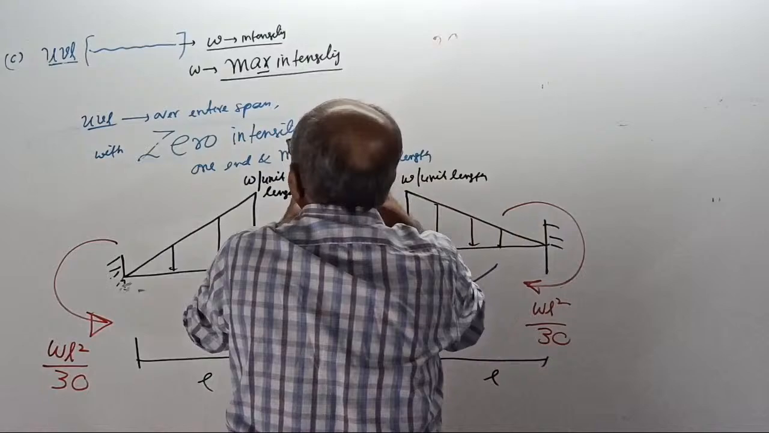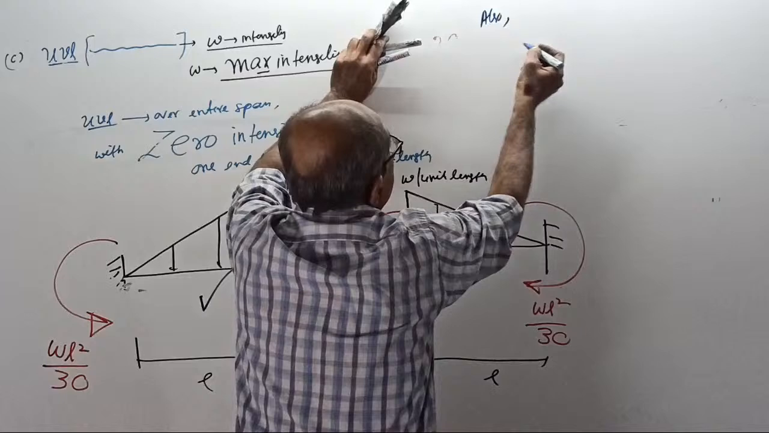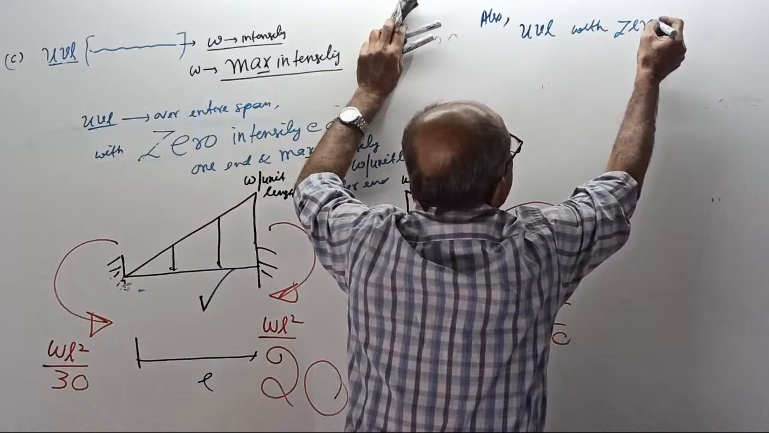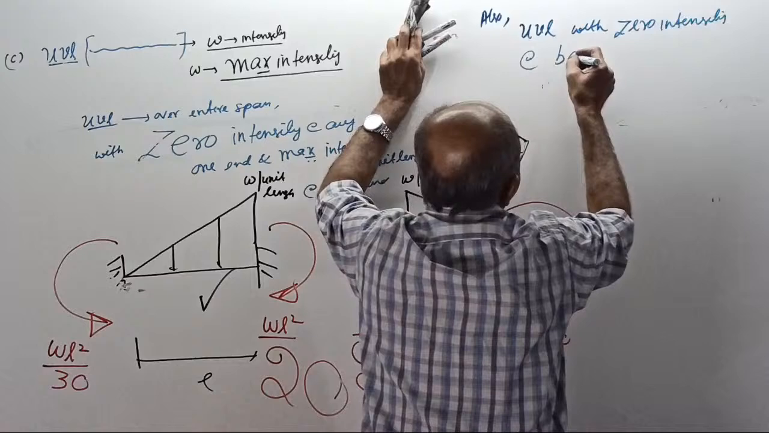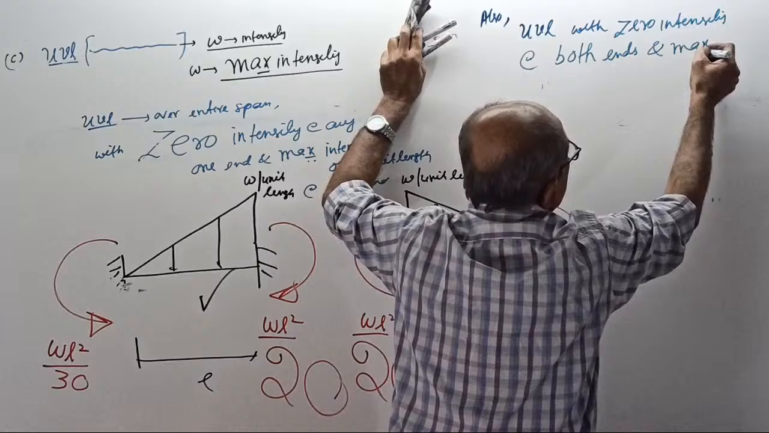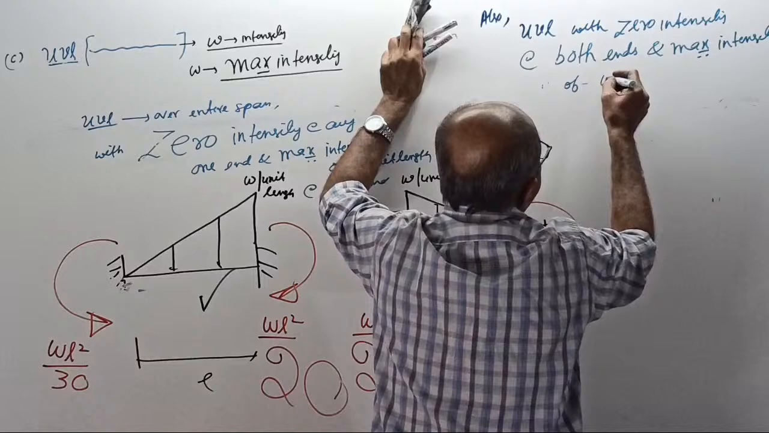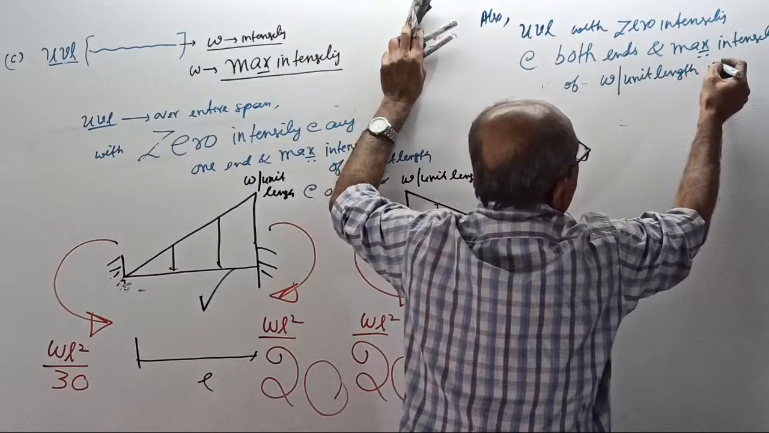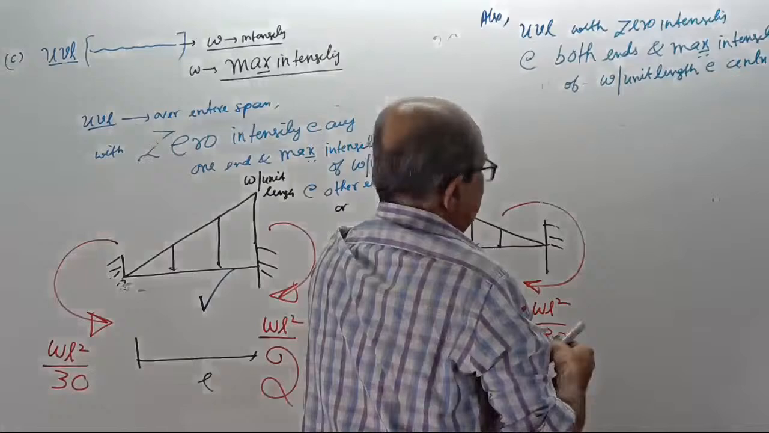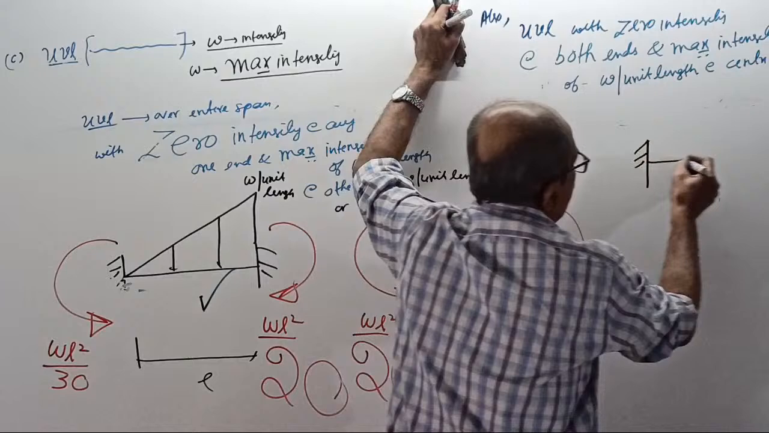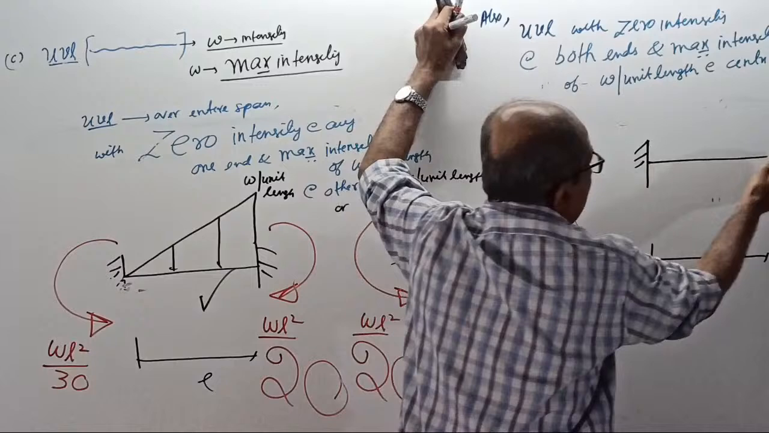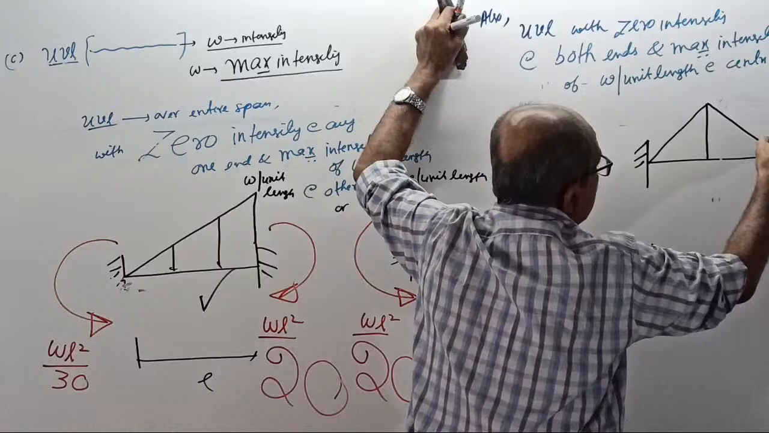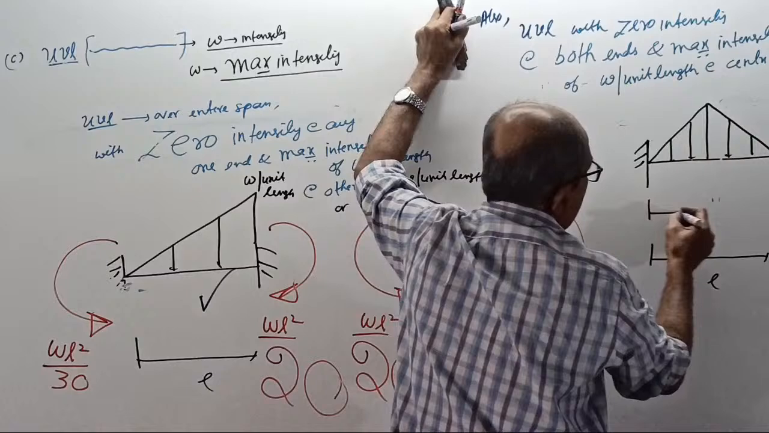Now, second case. And also, one more case: UVL with zero intensity at both ends, and maximum intensity of W per unit length at center. I'll put the sketch here now. The sketch is, see, this way. Fixed here. Span L. Here zero. Center is maximum. This is L by 2. This is L by 2.